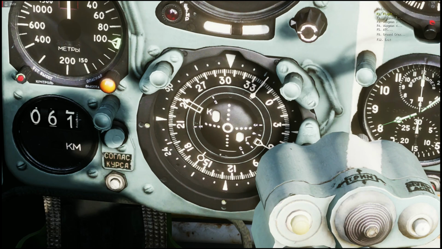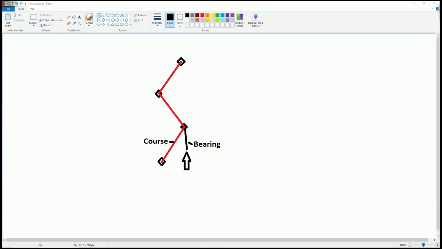If you notice, the course deviation needle is pointing that way and the bearing needle is pointing that way. The reason that those two needles are not pointing the same way is, let's go back to our wonderful paint here, that course direction and bearing direction are two very different directions.